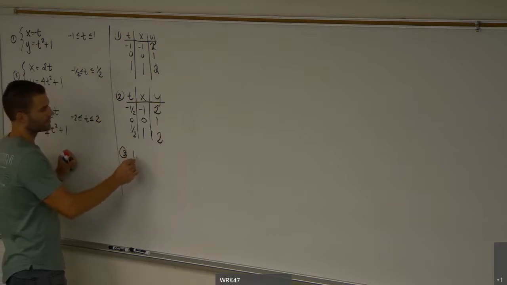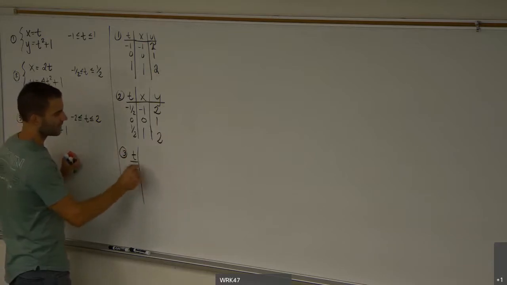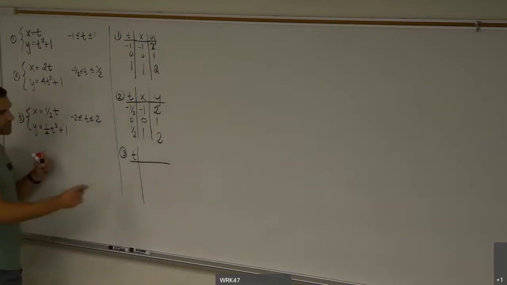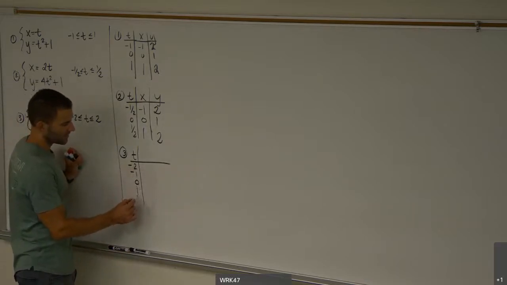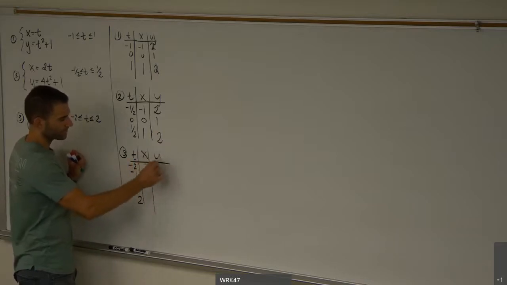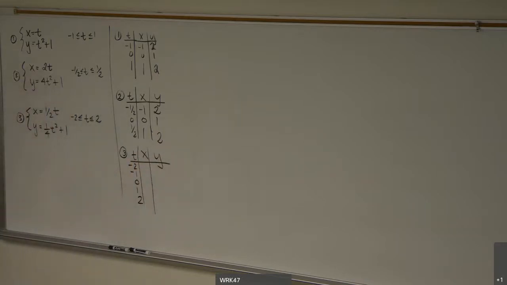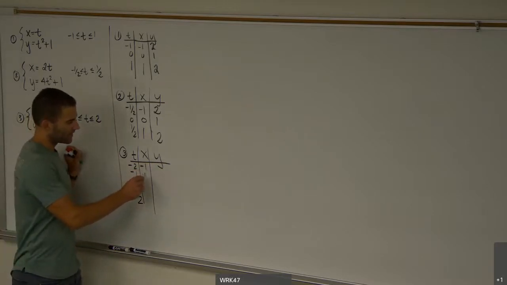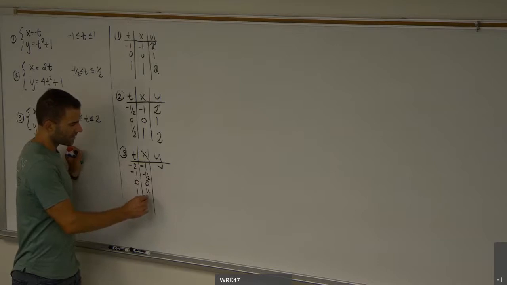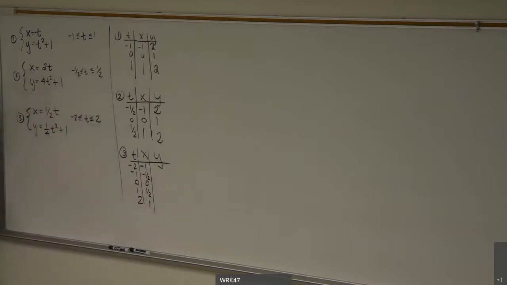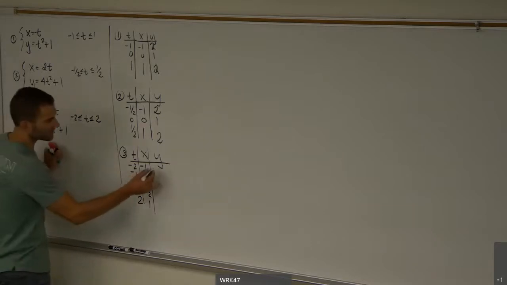And finally, the third. Now we have a little bit longer of an interval, -2 to 2. So let's do -2, -1, 0, 1, and 2. Now we get half of t, right? So it's 1/2 of t. So we cut everything in half, so we get -1, -1/2, 0, 1/2, 1. And the y is 1/4 t squared plus 1. So now we're cutting everything in a fourth. So in this case, we get 1/4 of 4, which is 1, and 1 plus 1 is 2.